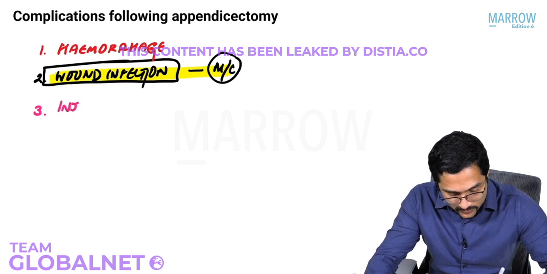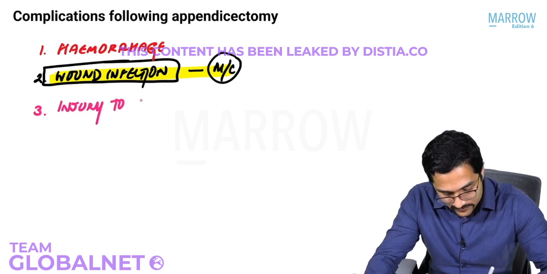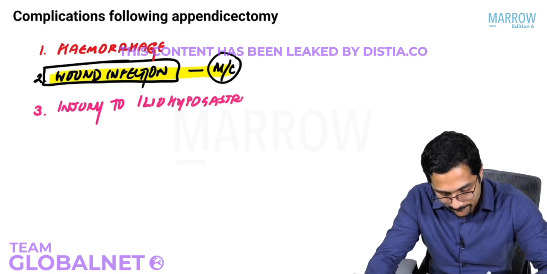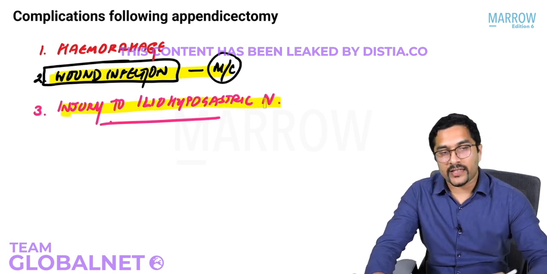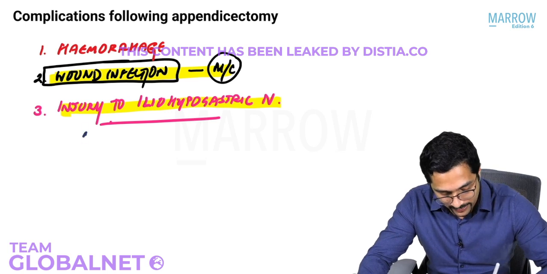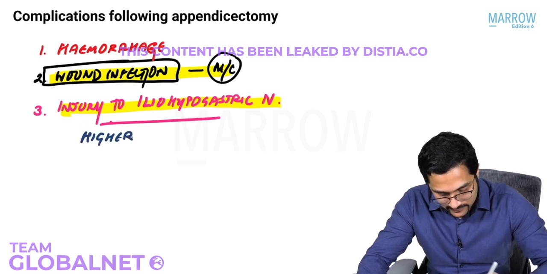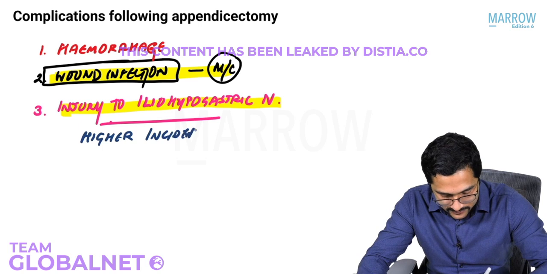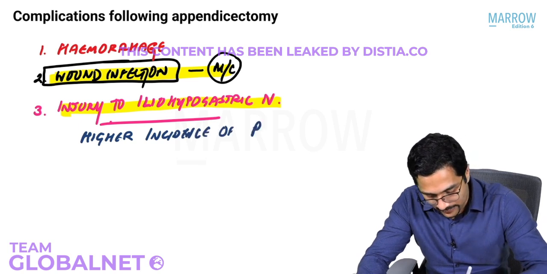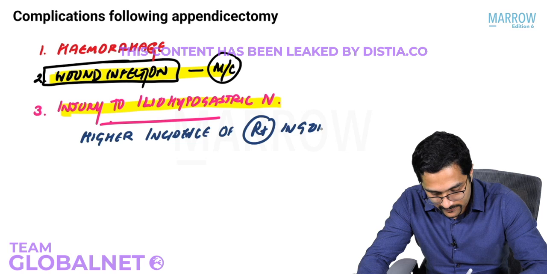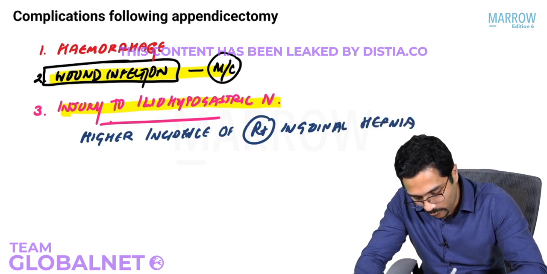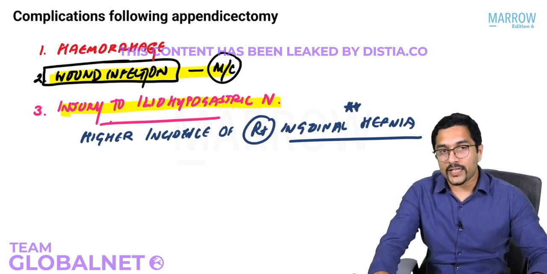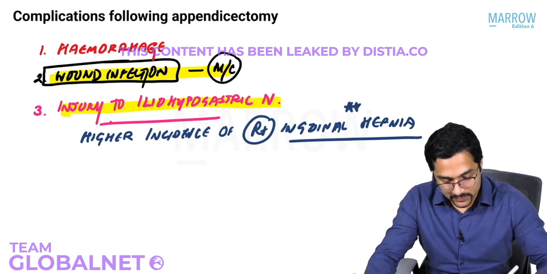There can be injury to the iliohypogastric nerve. Because of this injury, it has been hypothesized that there is a higher incidence of right inguinal hernia following appendectomy, because of injury to this nerve and weakness of the muscles.